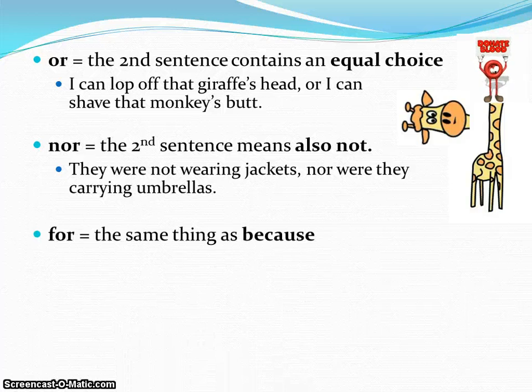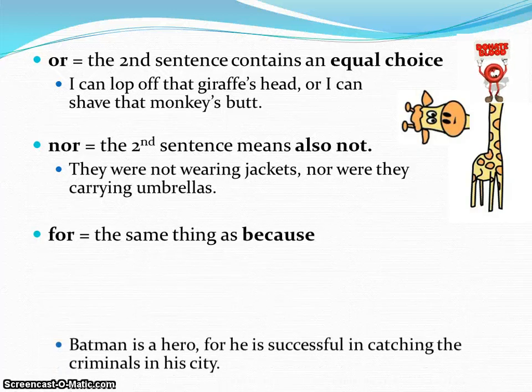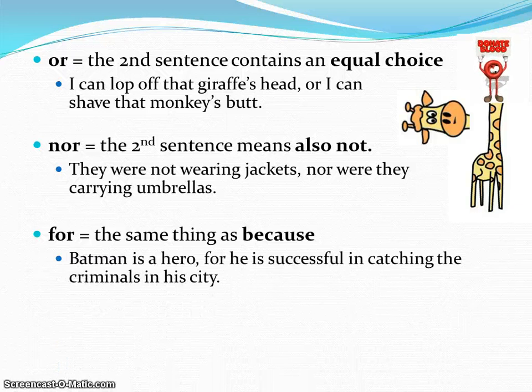For is essentially the same thing as because. It's not used as often anymore, but it still is legitimate. Batman is a hero, for he is successful in catching the criminals in his city. Batman is a hero because he is successful in catching criminals in the city. If you were to use because instead of for, you would not use a comma.